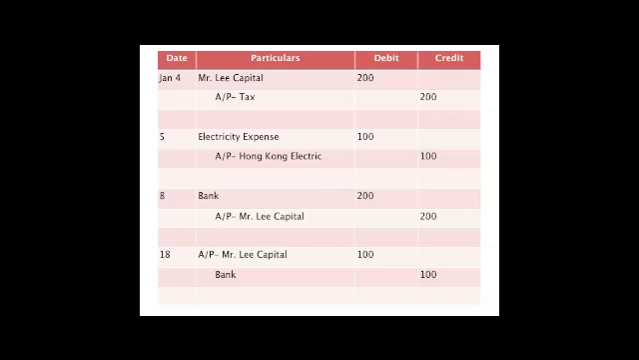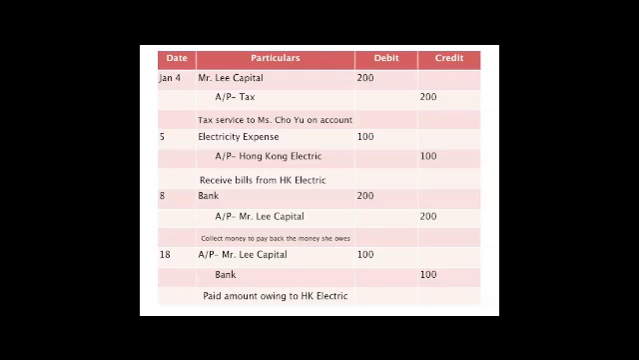The second transaction occurred on January 5th of 2011, which stated that Mr. Lee received Hong Kong Electric's bill of $100 to be paid by January 20th. Therefore, we will debit the electricity expense, which will be on the first row of that entry, and under debit 100 will be plugged in. For the second row, an indent will be required, which is accounts payable Hong Kong Electric, and under credit will be 100, which will balance with the debit. The last line of the entry will be a short statement describing this transaction, where I wrote received bills from Hong Kong Electric.